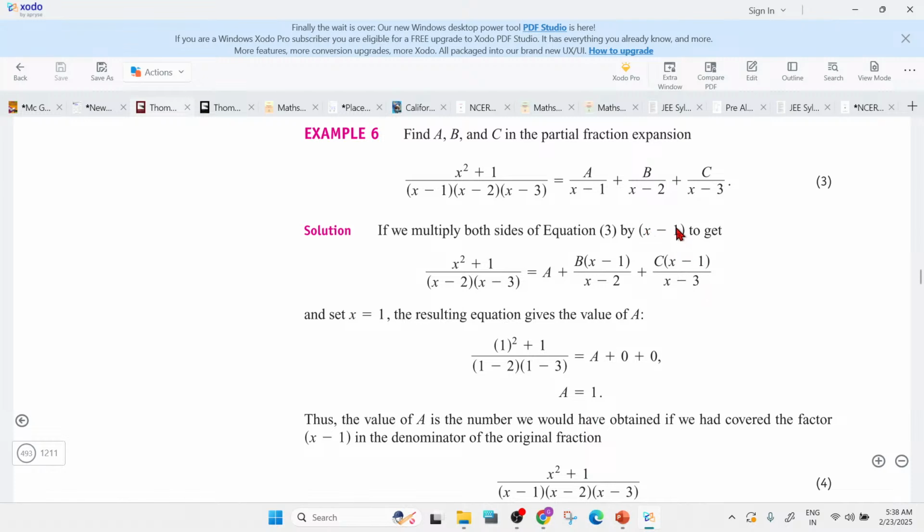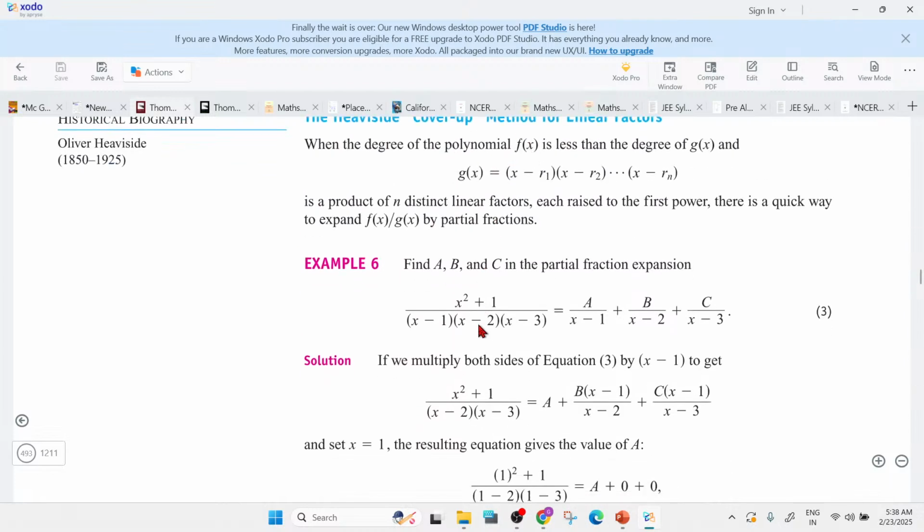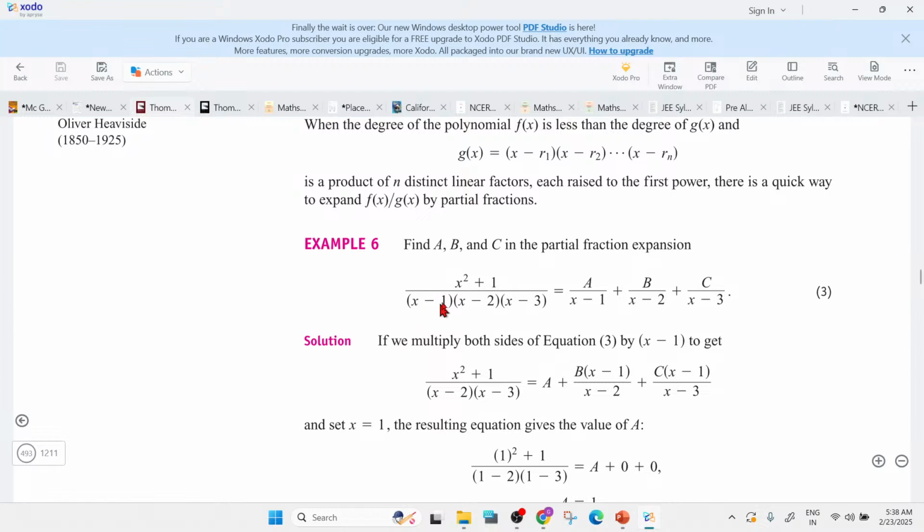Now if you substitute x equals 1, these two will become 0, since x minus 1 is there. So you substitute x equals 1 in this equation by removing this one. Basically, to get A, you substitute x equals 1 by covering the corresponding factor. Cover up method. You are covering x minus 1, so assume it is not there and evaluate this value.